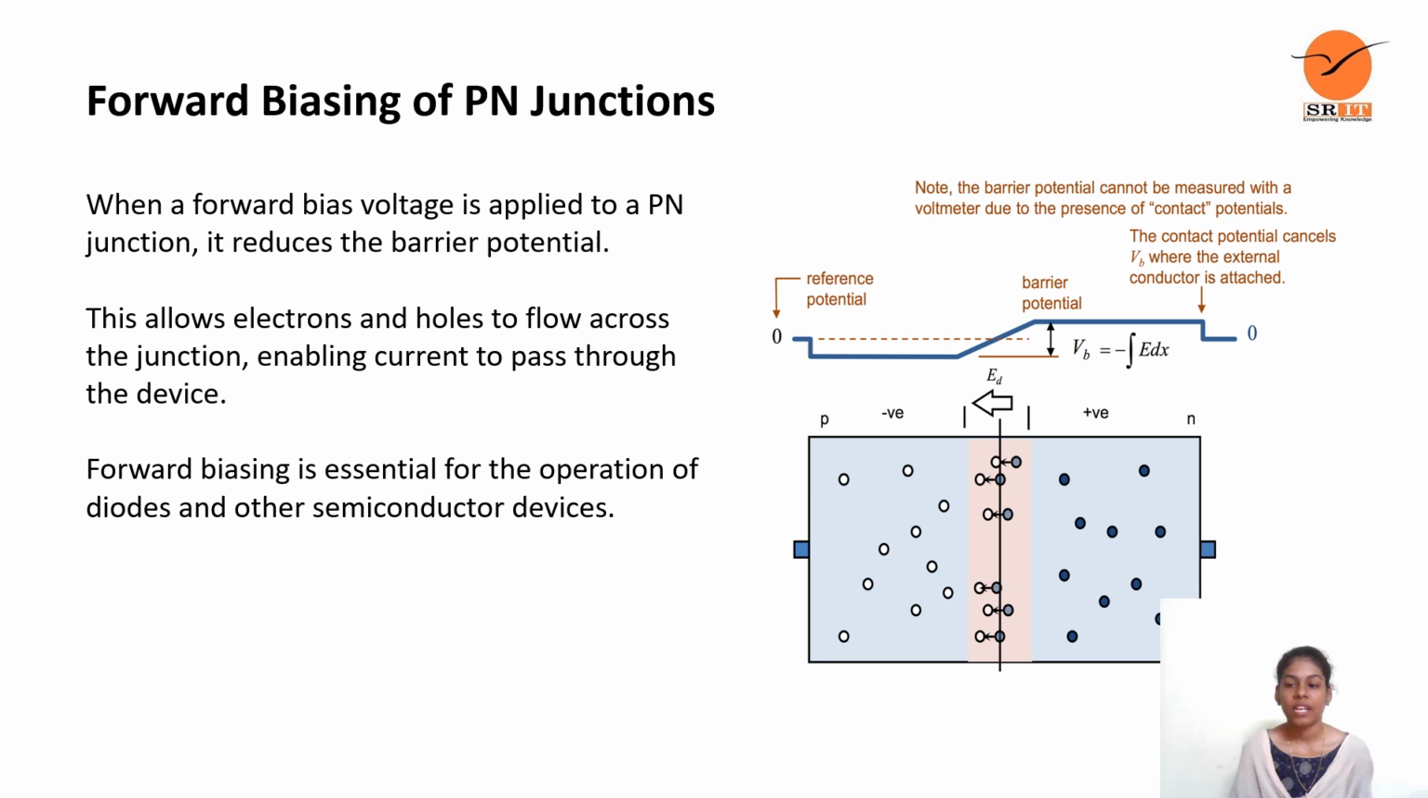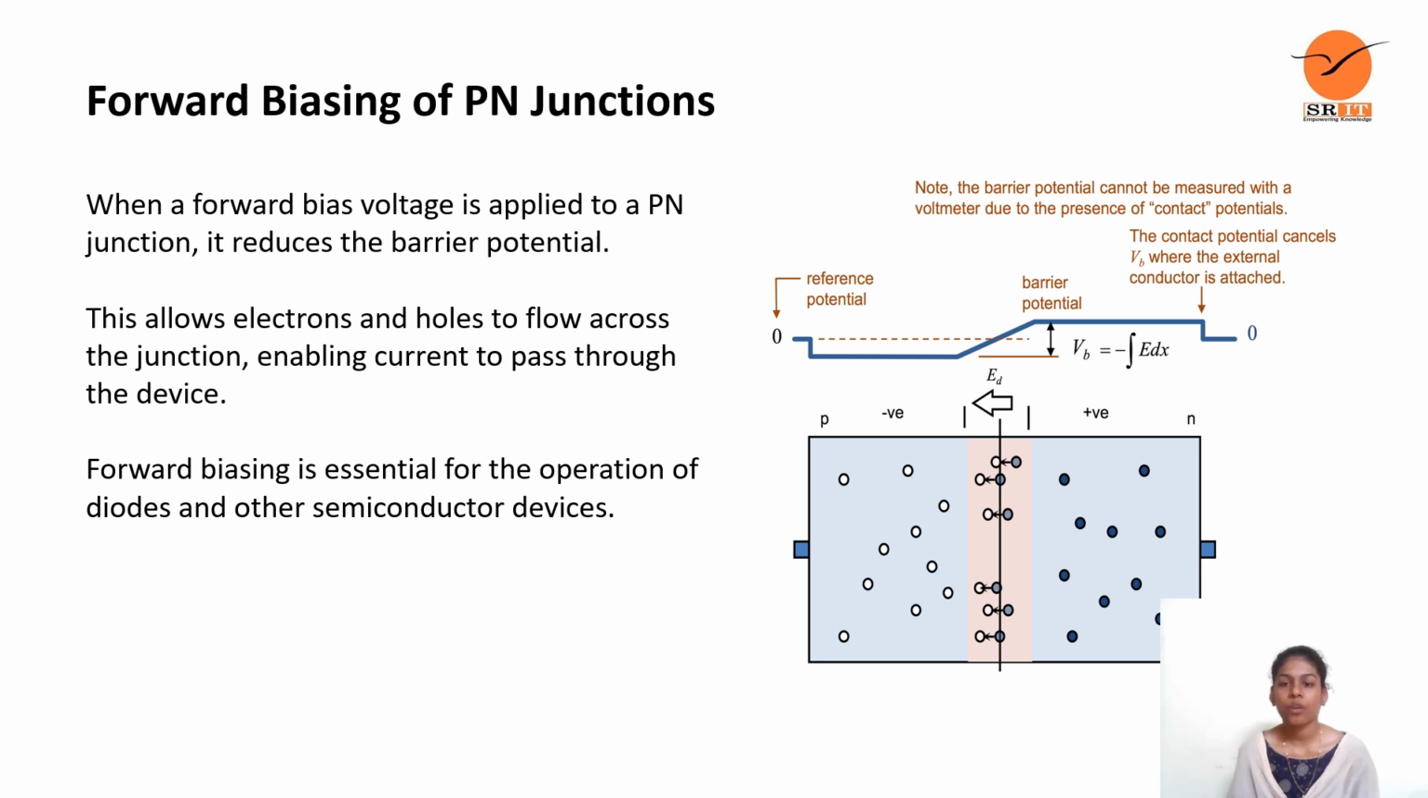Forward bias of p-n junction. When a forward bias voltage is applied to a p-n junction, it reduces the barrier potential. This allows electrons and holes to flow across the junction, enabling current to pass through the device. Forward bias is essential for the operation of diodes and other semiconductor devices. And this is the picture of that. Have a look at it.